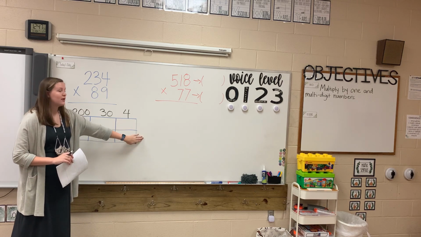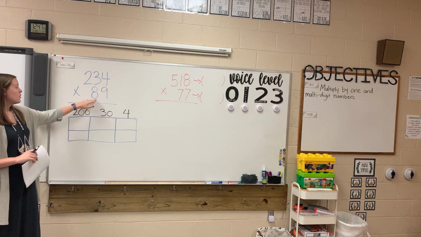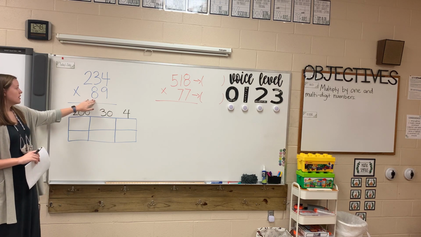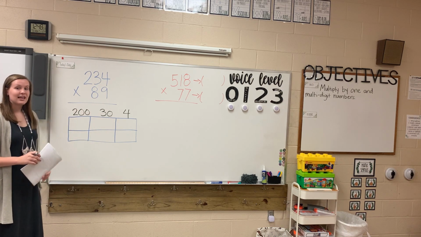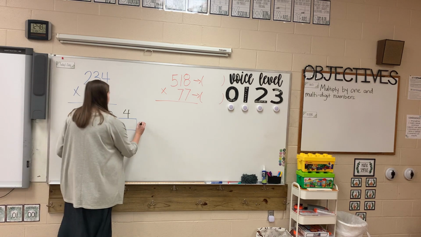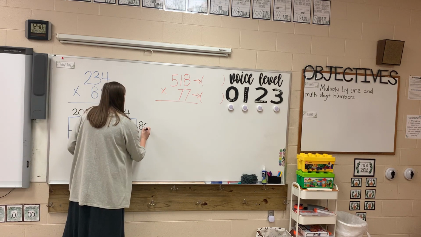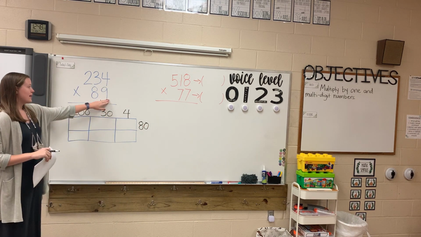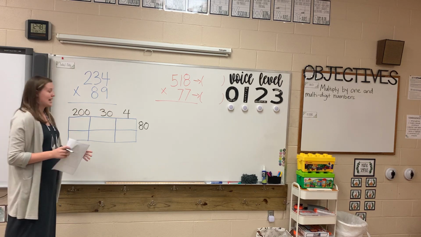We're going to do the same going down the side with our bottom number. We have 89, so we're going to look at our tens place, and that's going to give us 80. And then we have our ones place, and we just have 9.